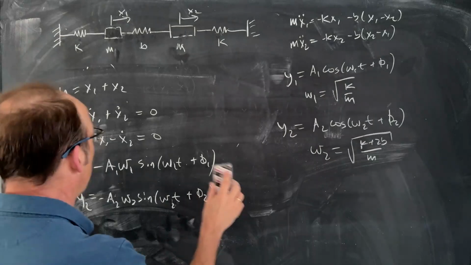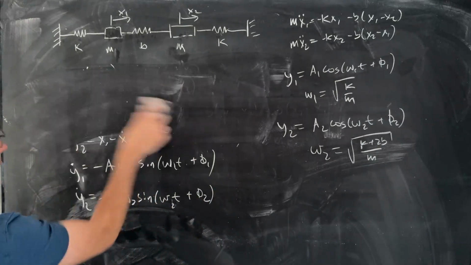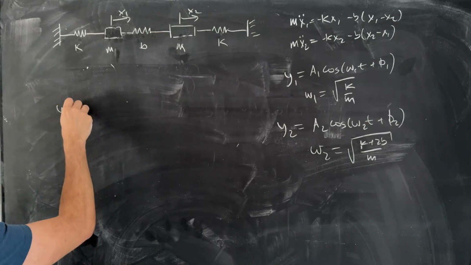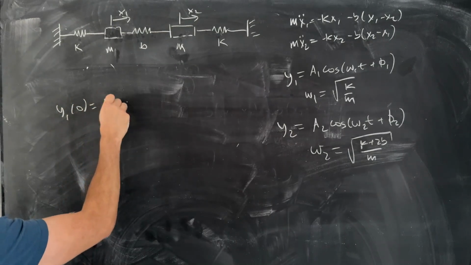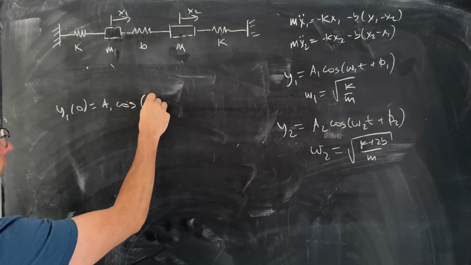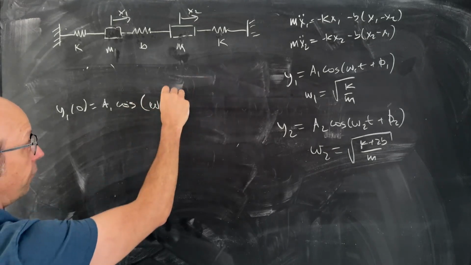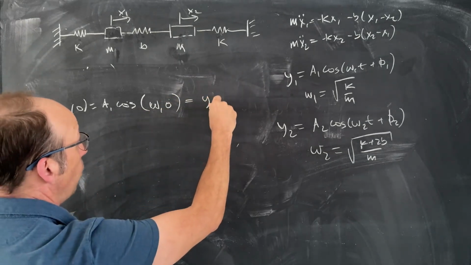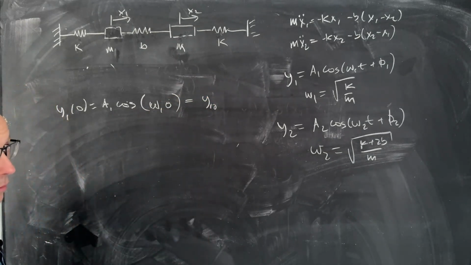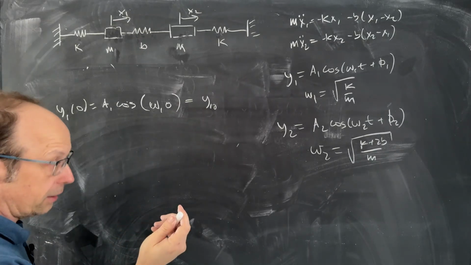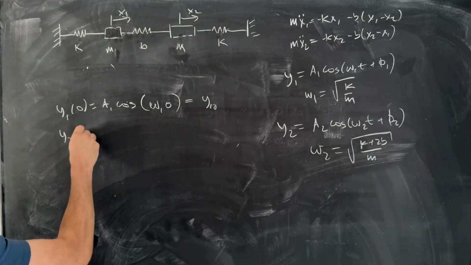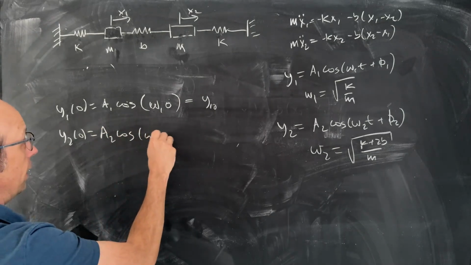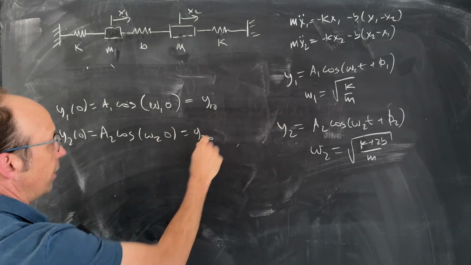Okay. Now, how do I find a1 and a2? Well, let's go back over here and delete this stuff. y1 at t equals 0 is a1 cosine of omega 1 times 0. I've already said phi 1 is 0, so that's 1. So this is going to be equal to y1 0, the initial y value, which I don't know because I need x. The same thing for y2 0: it's a2 cosine of omega 2 times 0, and that's y2 0, the initial y value.